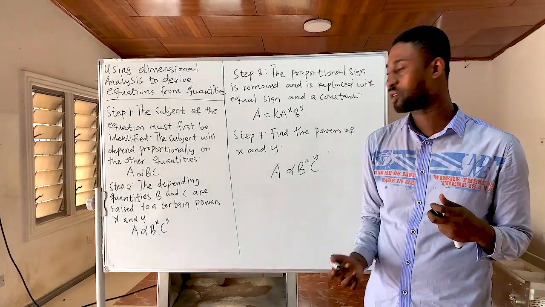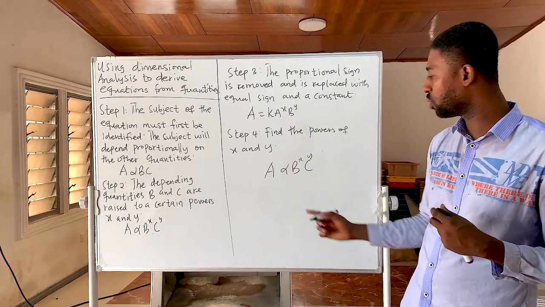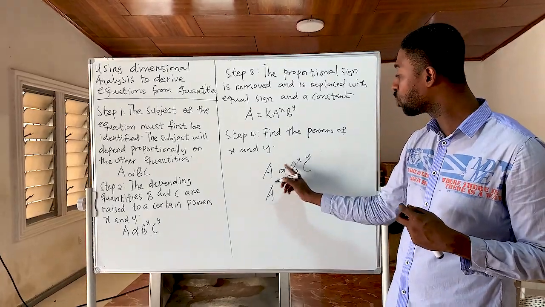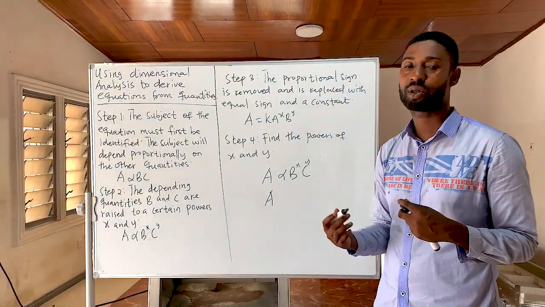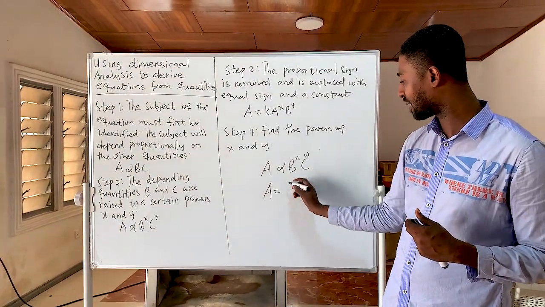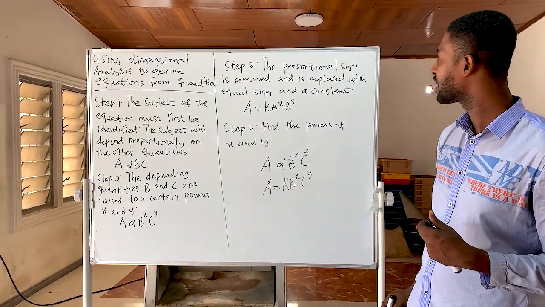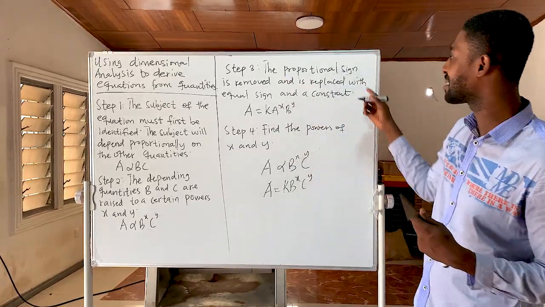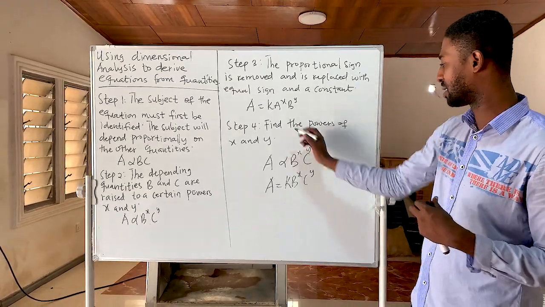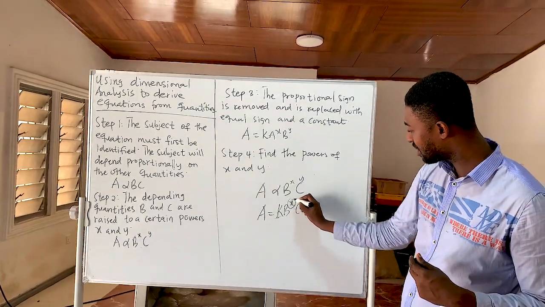Then you need to change the proportionality sign to a constant. So you replace this with an equal to sign, and anytime you change the proportionality sign to an equal to sign, you should have what we call a constant. So here we use a constant k, giving A equals k B^x C^y. The proportional sign is removed and replaced with an equal to sign and a constant. Then we solve for the powers x and y.